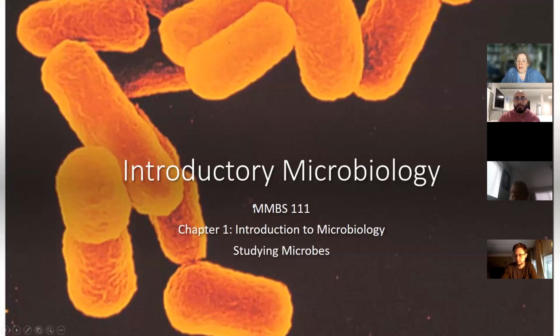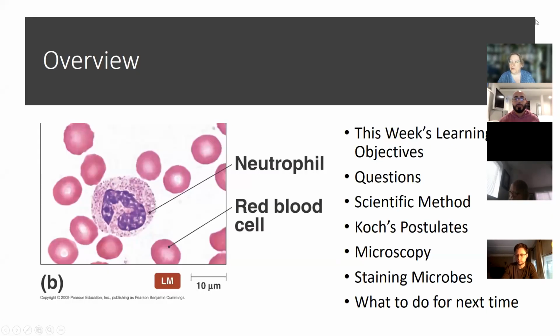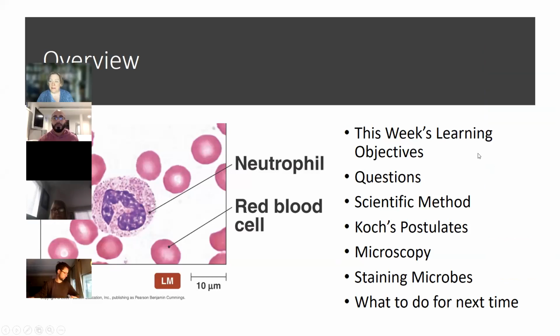All right, so today we're going to cover how we study microbes, which is covered in chapter 1. Here is an overview of what we're going to cover today. We're going to cover this week's learning objectives, which is my way of letting you know how what we're covering today works toward meeting the learning objectives for the course. I'll take any questions you have. Then we'll talk about the scientific method, Koch's postulates, microscopy, staining microbes, which will be highly useful for lab, and then what to do for Monday of next week.